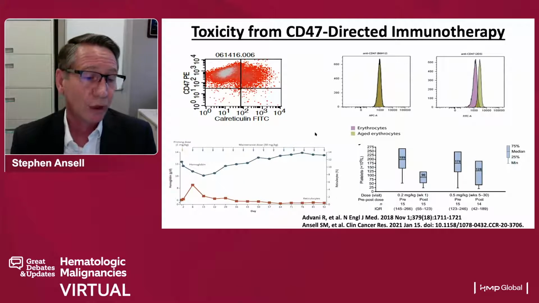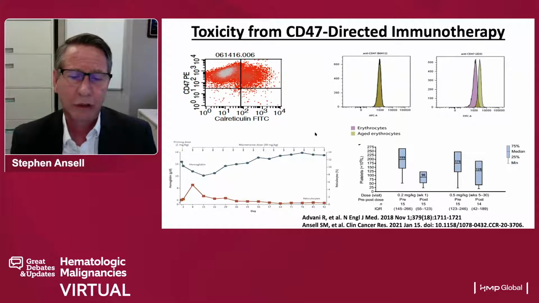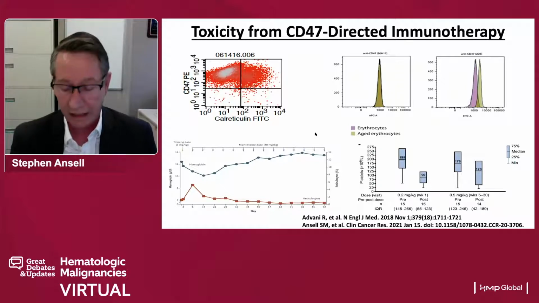So with the CD47 antibodies, often there's a steep decline in the hemoglobin with an increase in reticulocytes as the old red cells are removed. Similarly, on the bottom right, you can see that platelets may drop quite significantly with the SIRP alpha antibody as the older platelets are taken out of circulation.